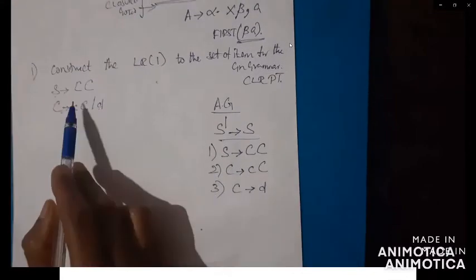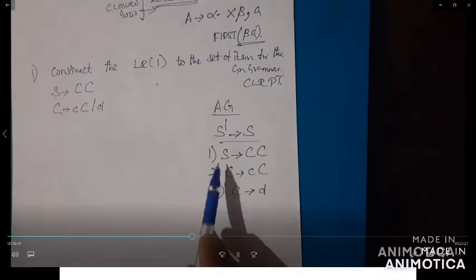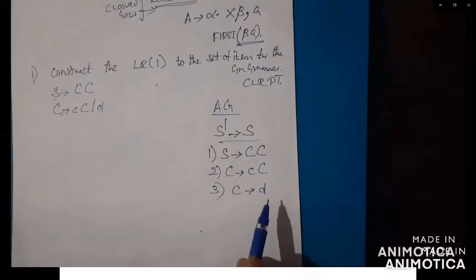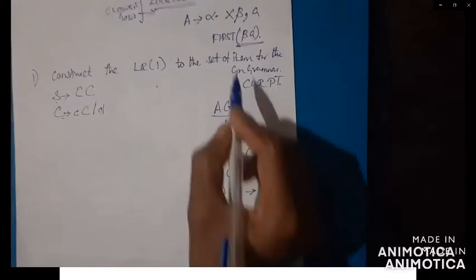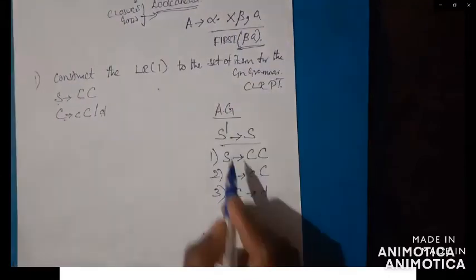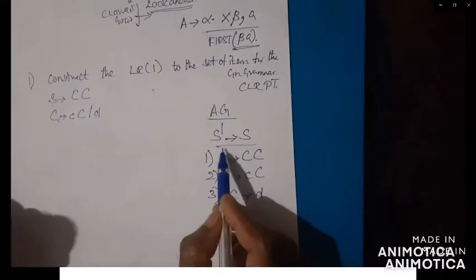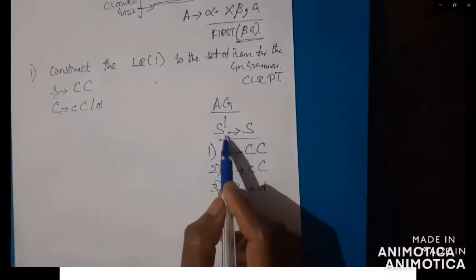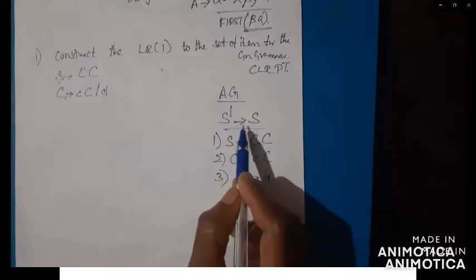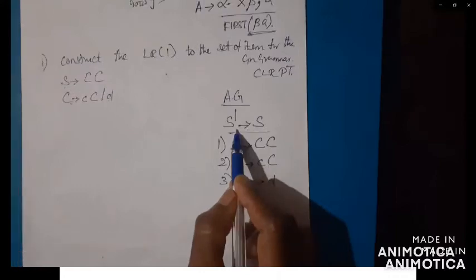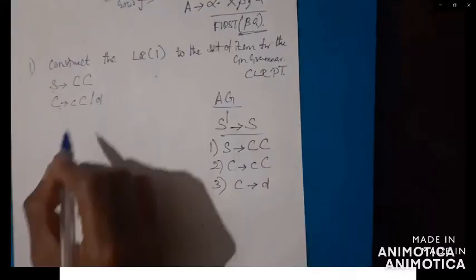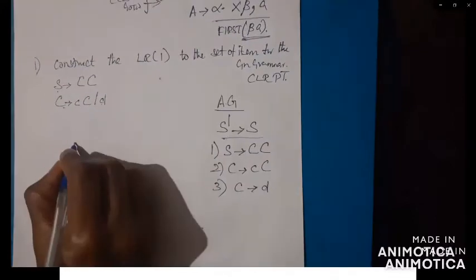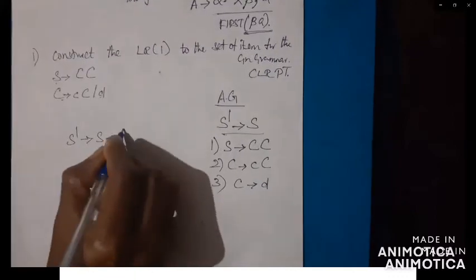Then, based on the given grammar, you write the numbering values. How do we check the lookahead function for the given grammar? Here S dash tends to S is the augmented grammar. Based on it, you create the new set of items, and for the starting production you add the lookahead, which is always the dollar symbol.